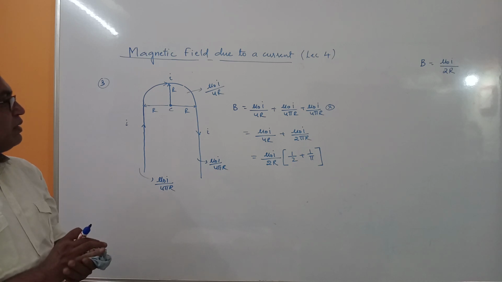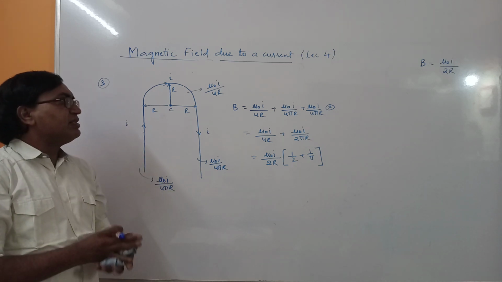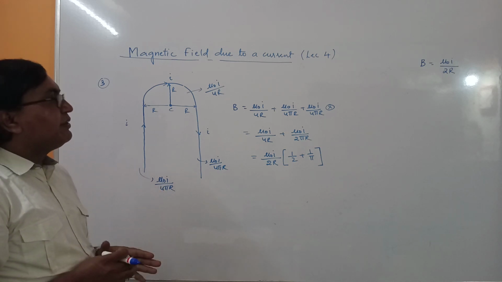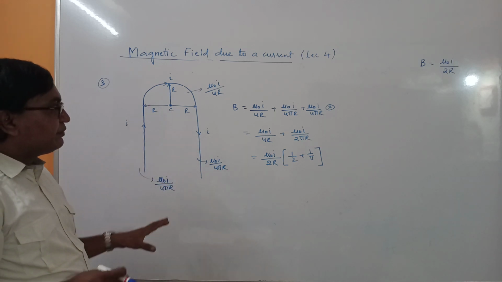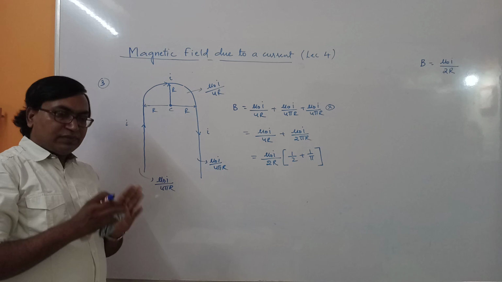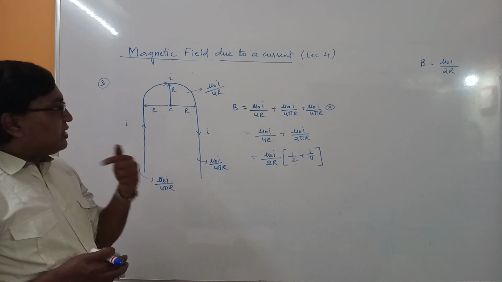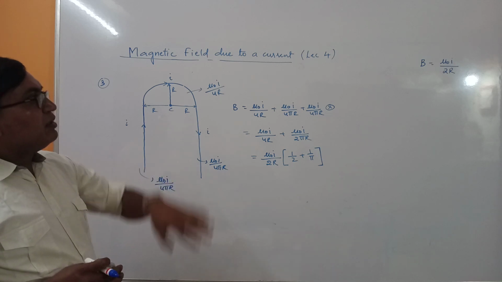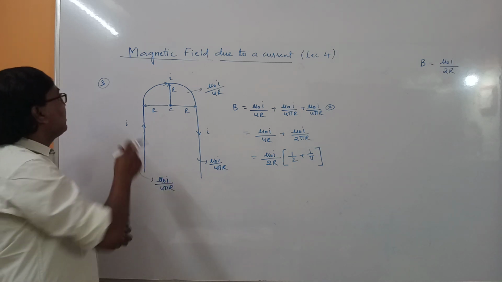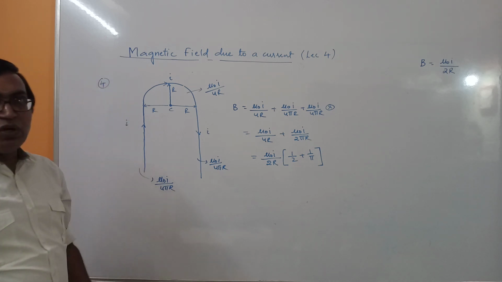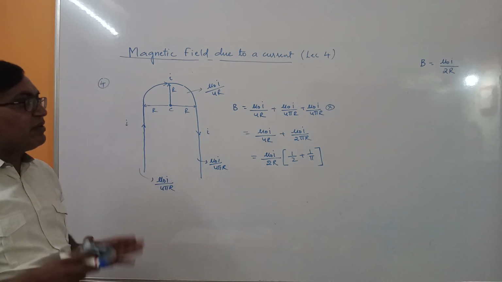Okay, so we will have many combinations. So you just have to see them separately: finite wire separately, infinite wire separately, semi-infinite wire, circular wire. In that way, if you see them separately, it is very easy to solve the problems, and these problems are very interesting.